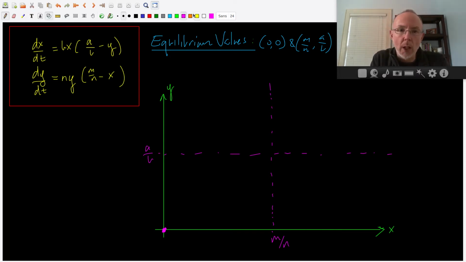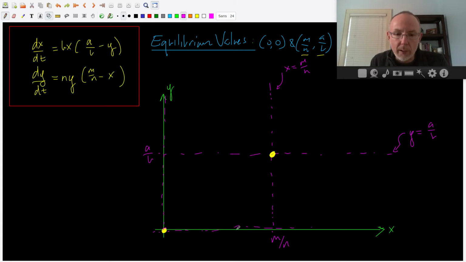And so we have these special lines, right? These are the same sort of lines I was drawing last time. This is y equals a over b, and this is the line x equals m over n. And the reason I'm drawing these is because these are the values that make one of the derivatives 0. So we've got an equilibrium value there, and we've got an equilibrium value here. Right? So the x value is m over n, the y value is a over b, that's an equilibrium value. But if any of those things are 0, then the rate of change is 0. And that includes when x equals 0, so there's something special going on when x equals 0, and also when y equals 0.